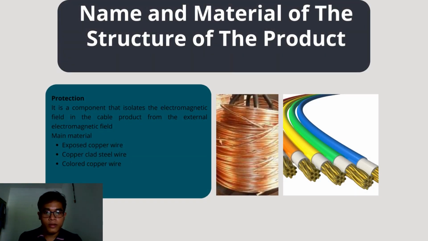The next one is shielding. It is a component that isolates the electromagnetic field in the cable product from the external electromagnetic field. Some cable products also need to separate different wire pairs in them from each other. It can be said that the shielding layer is a kind of electromagnetic isolation screen. Conductors that shield high voltage cable are to homogenize the distribution of the electric field. There are several types of material used in this shielding, which are bare copper wire, copper-clad steel wire and colored copper wire.